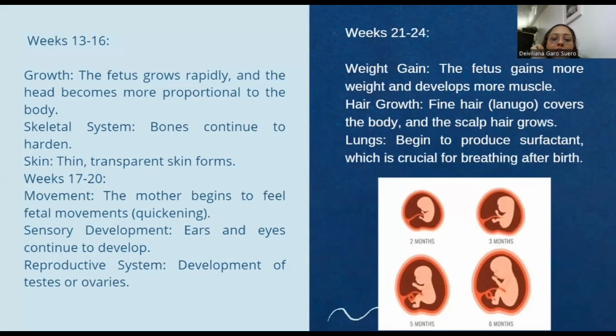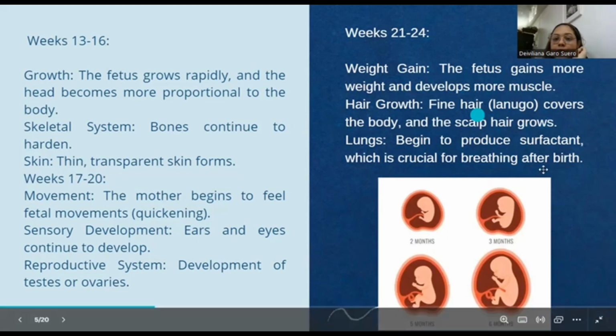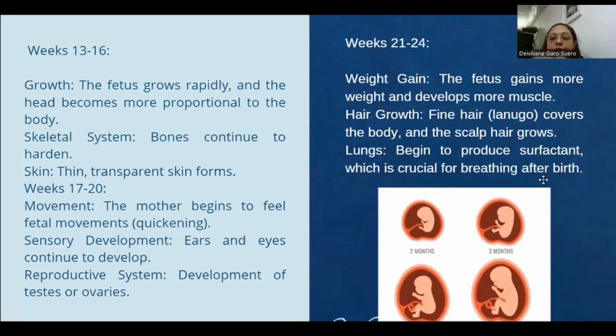Weeks 17 to 20, movement: the mother begins to feel fetal movements. Sensory development: ears and eyes continue to develop. Reproductive system: development of the testes or ovaries. Weight gain: the fetus gains more weight and develops more muscles. Hair growth: fine hair covers the body, and the scalp hair grows longer. The lungs begin to produce surfactant, which is crucial for breathing after birth.